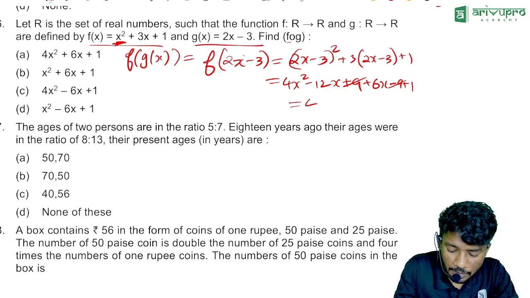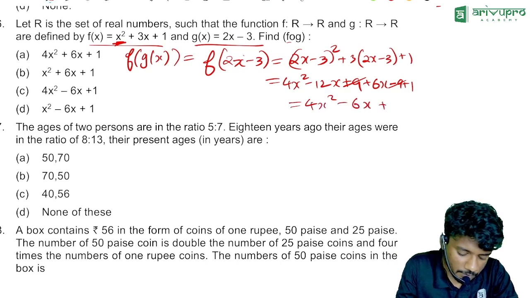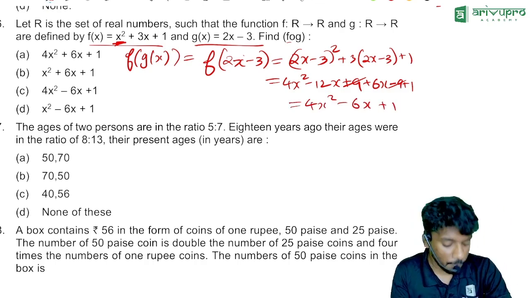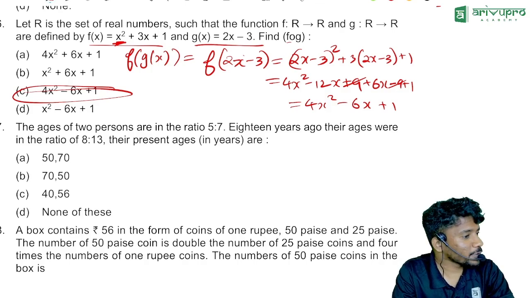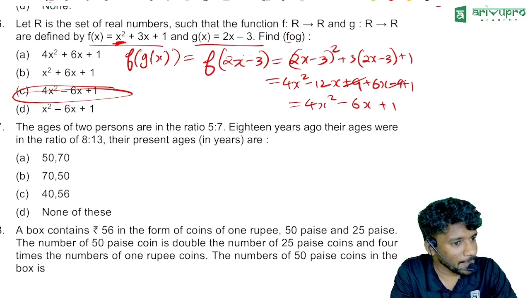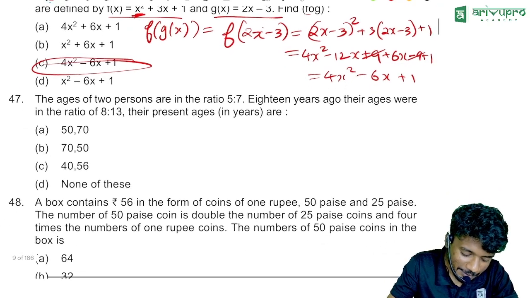4x square minus 6x plus 1. Which is the right answer? Option C. Yes. Got the point? Then can I do the next question for you, or will you do the next question for me? Yes. Look at the question.